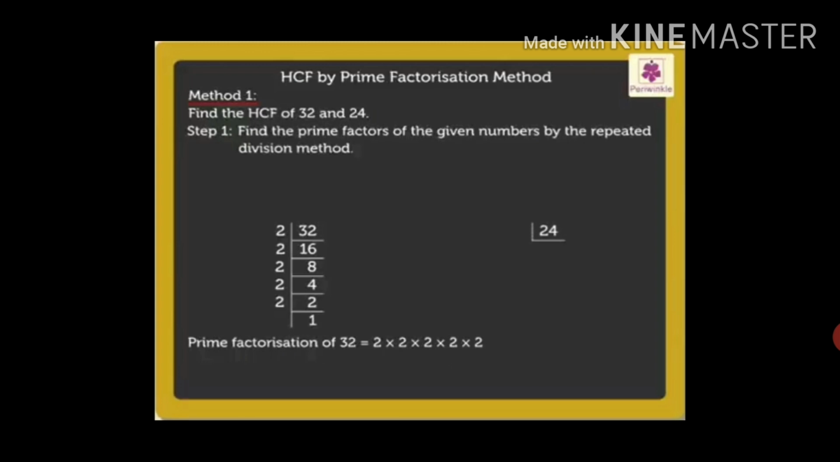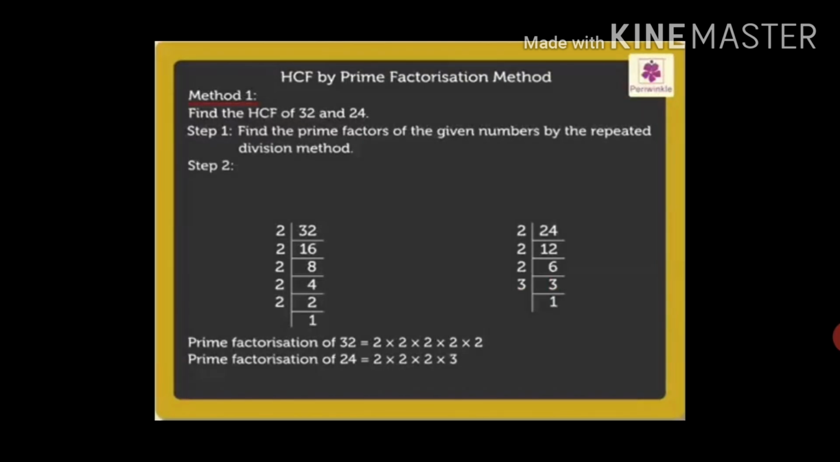Now, find the prime factors of 24. Dividing 24 by 2, we get 12. Now, divide 12 by 2 to get 6. Divide 6 by 2 to get 3. 3 is a prime number, so we divide it by itself and get 1 as a quotient. Thus, the prime factorization of 24 is 2 into 2 into 2 into 3.